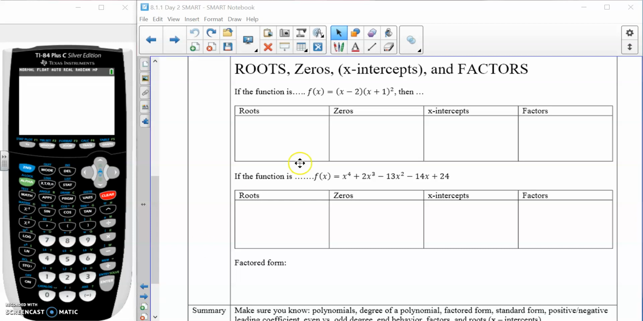Hey guys, welcome to the last section of lesson 811. We finally have reached the end of this rather large section. And this one is going to be all about some vocabulary.